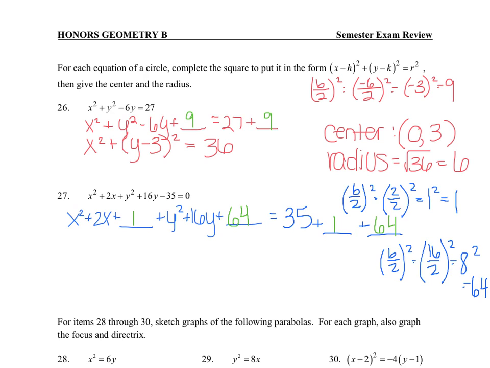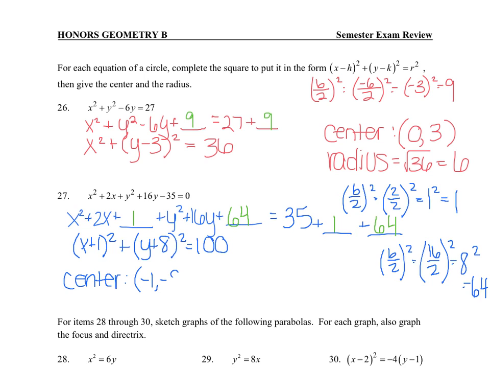So x squared plus 2x plus 1 factors into x plus 1 squared. Y squared plus 16y plus 64 factors into y plus 8 squared. And 35 plus 1 plus 64 adds up to 100. And there's my equation of my circle. My center is going to be at -1, -8. And my radius is going to be the square root of 100, which equals 10.